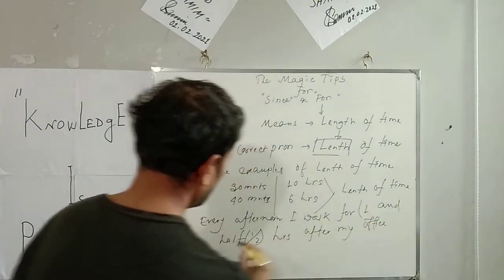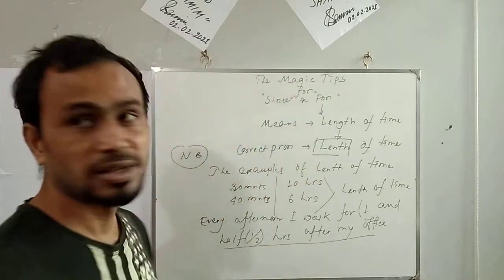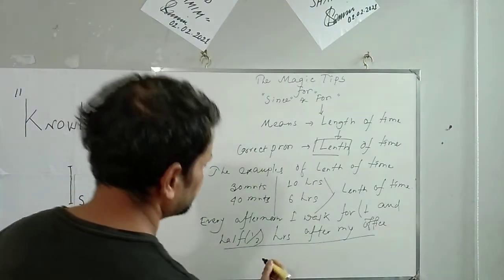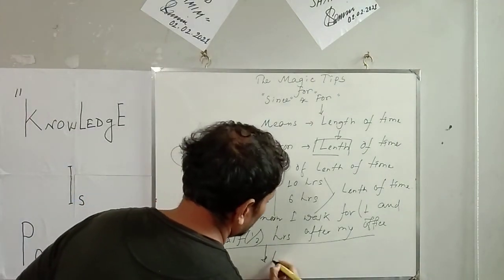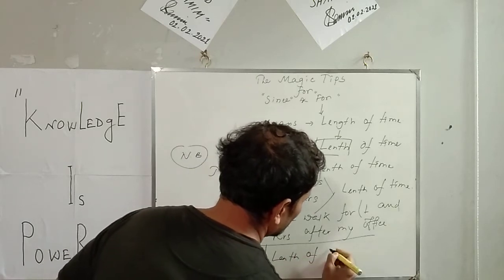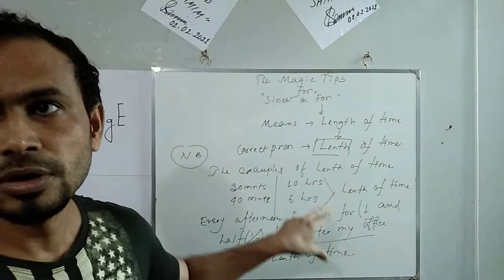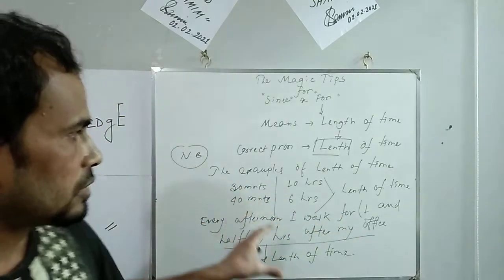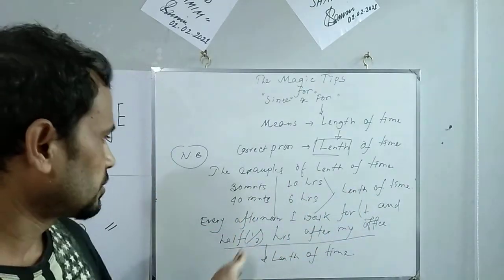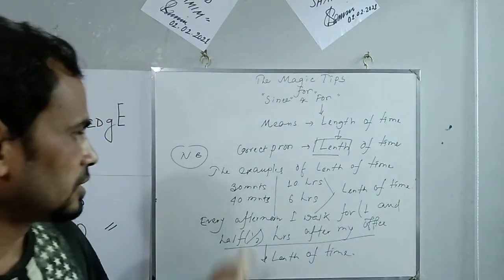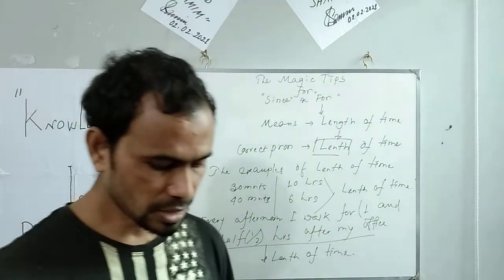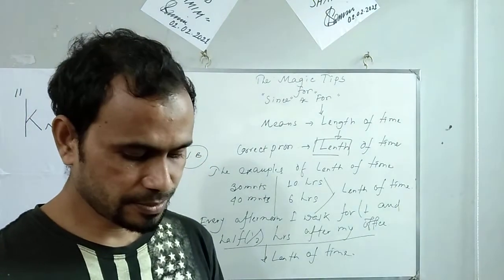So 1.5 hours is the length of time. Okay, half an hour more, length of time. So every afternoon I walk for 1.5 hours after my office. So we use for before 1.5 hours. This is the length of time. That's why we use for, okay. So next sentence.